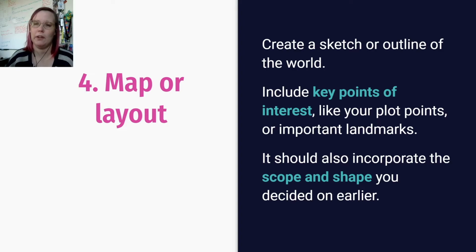All right, a map or layout. I do want this for every GDD, some kind of map or layout of at least your initial game area. So create a sketch or an outline of the world. Include key points of interest, like where your plot points take place, or where important things in the game take place, or important landmarks. This should also incorporate the scope and the shape that you decided on earlier.